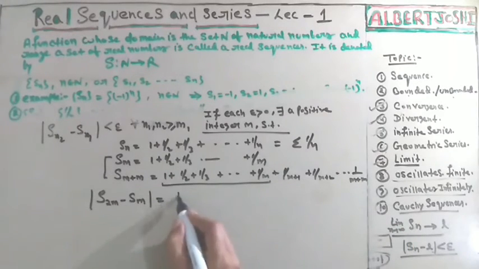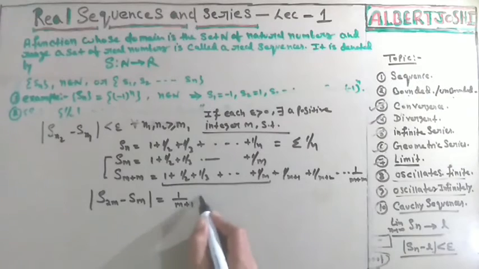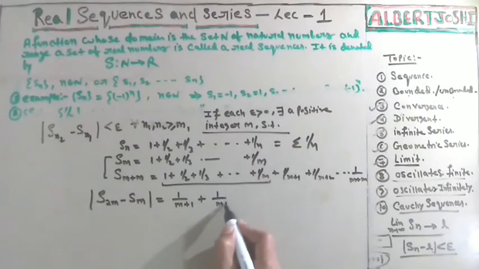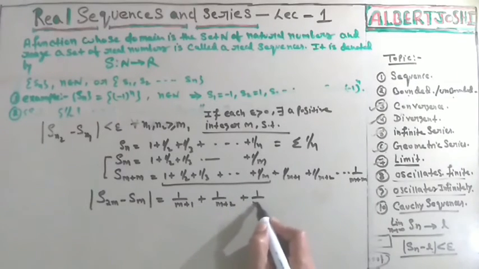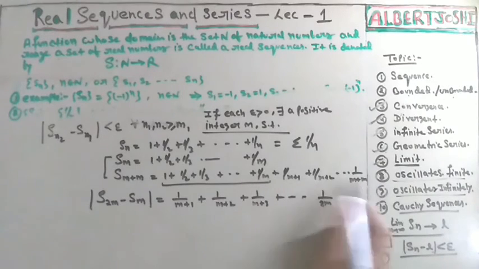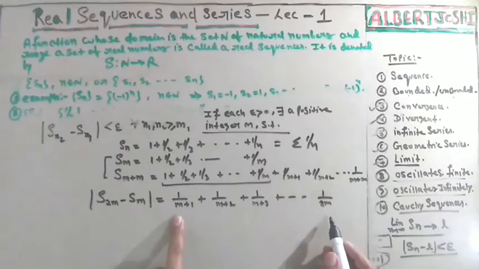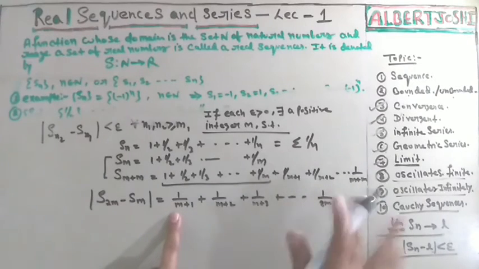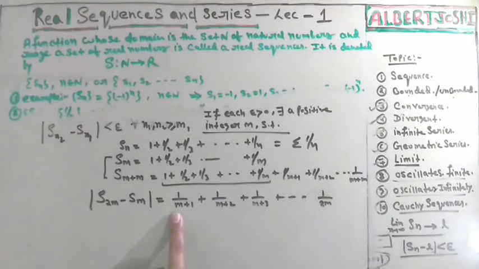Then you are getting this value. It means that you are getting 1/m + 1/(m+1) + 1/(m+2) + 1/(m+3) and so on up to 1/(2m), since m + m is equal to 2m. Now you can see that this m is any variable, so you can put any value.